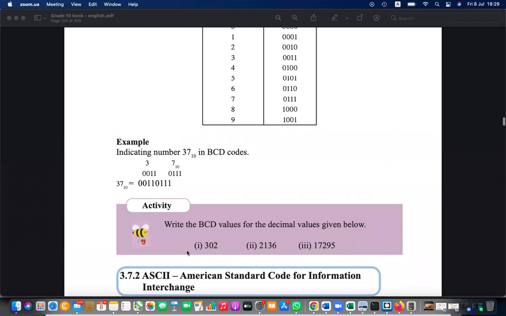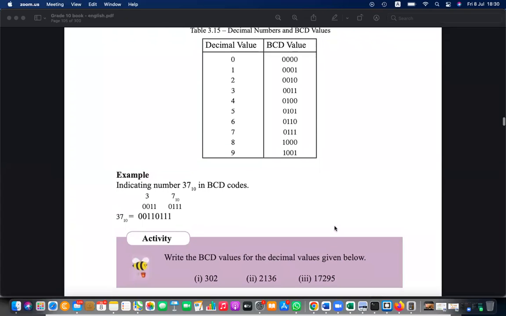Send me the answers into the chat. 1, 2 and 3. Otherwise you are not involved in the lesson. Can you send the values to the Zoom chat quickly? 1, 2 and 3. Convert to BCD and send it to the chat.